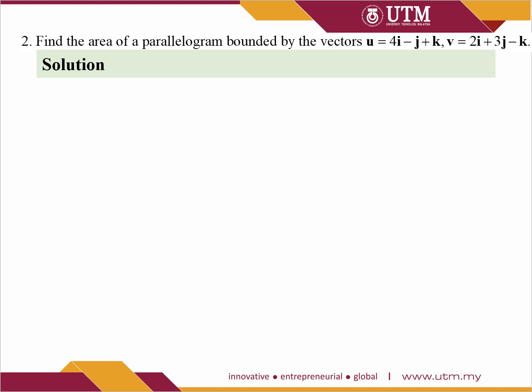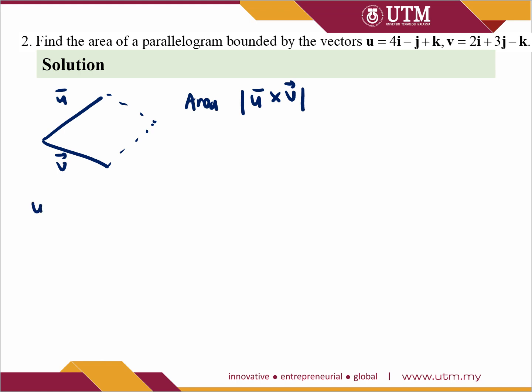Next, find the area of the parallelogram bounded by the vectors. Okay, so we have these two vectors, u and v. To find the area of the parallelogram, the formula is the magnitude of u cross v. So we have to find what is our u cross v first.